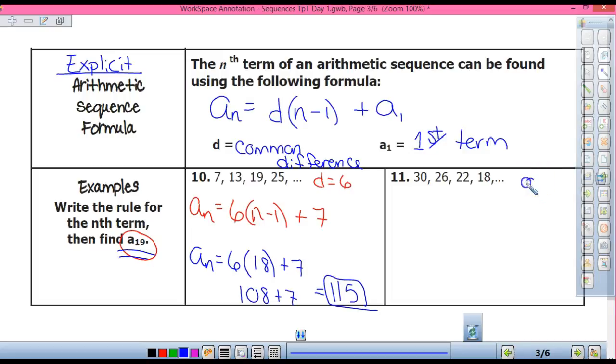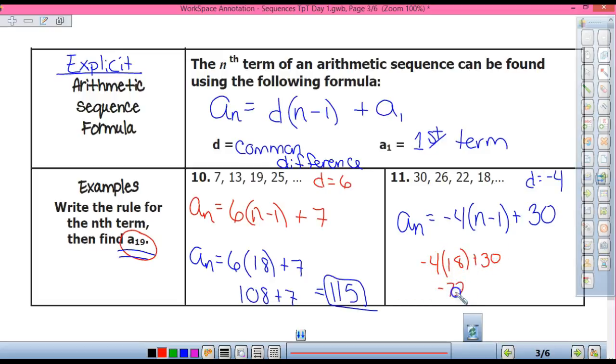Okay, so number 11, what's my common difference? Negative 4. So I'm subtracting 4 every time. So we're going to write A sub n equals negative 4, and then what goes in parentheses? N minus 1 plus, what's my first term? 30. Okay, so we've got to find that 19th term, so negative 4 times 18 equals negative 72 plus 30 gives us, answer, my 19th term would be negative 42.